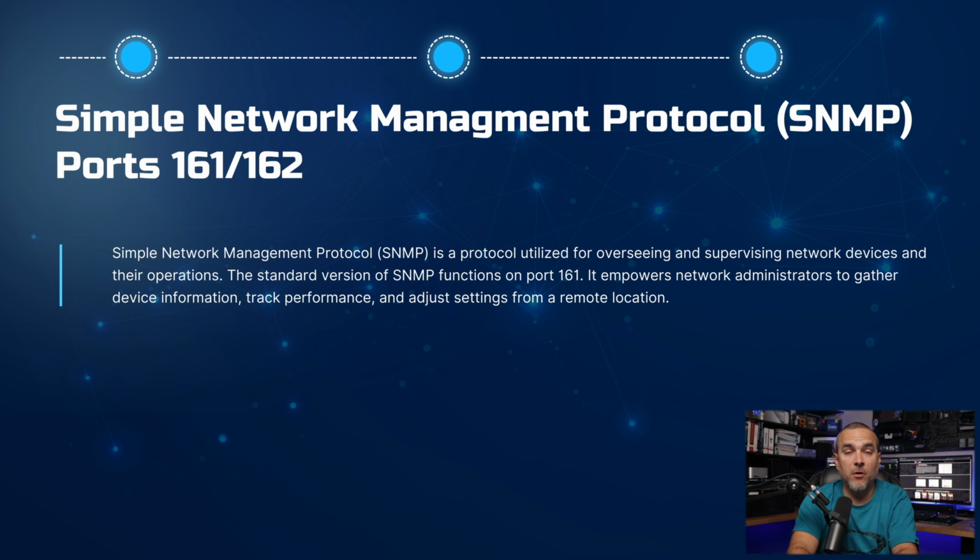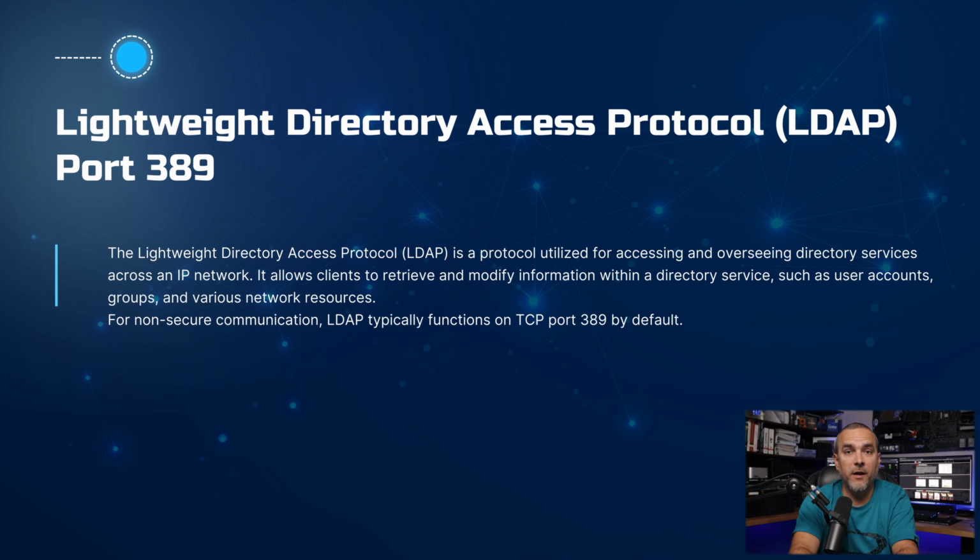Simple Network Management Protocol, or SNMP, is a protocol used for managing and monitoring network devices and their functions. SNMP operates on port 161 for its standard version. It also allows network administrators to collect information about devices, monitor their performance, and configure settings remotely. The Lightweight Directory Access Protocol, or LDAP, is a protocol used for accessing and managing directory services over an IP network. It enables clients to query and update information in a directory service, which can include user accounts, groups, and other network resources. LDAP operates on TCP port 389 by default for non-secure communication.